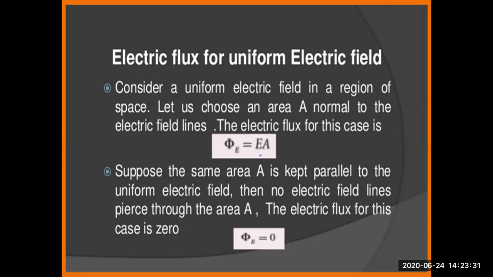So one way or the other, you must keep this in mind. For the electric flux, you must keep the area perpendicular, and when it is parallel, there is no flux.